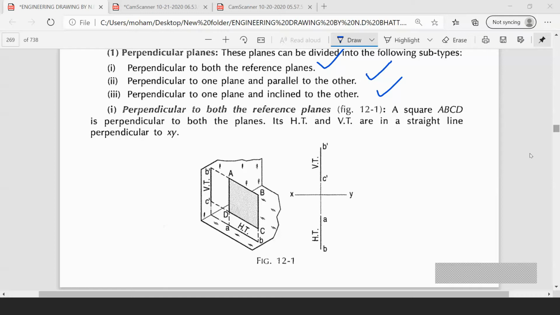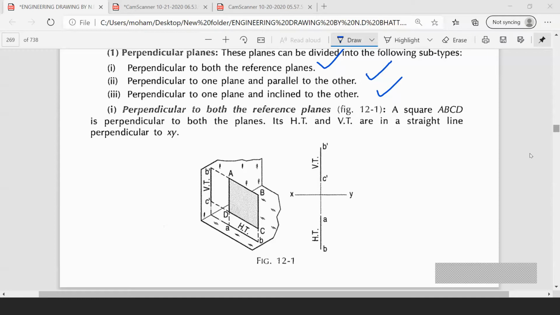This plane is perpendicular to the vertical plane and perpendicular to the horizontal plane. Now when you rotate it like this, it is parallel to HP and perpendicular to VP. See clearly, if it is perpendicular to both the planes, then from the front only one line is visible in VP. Similarly, from the top, only one line will be visible. The front view is a straight line, and the top view is also a single line.